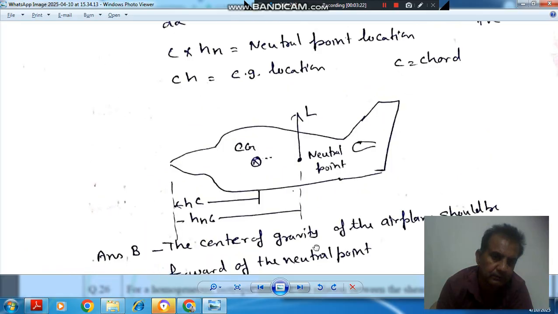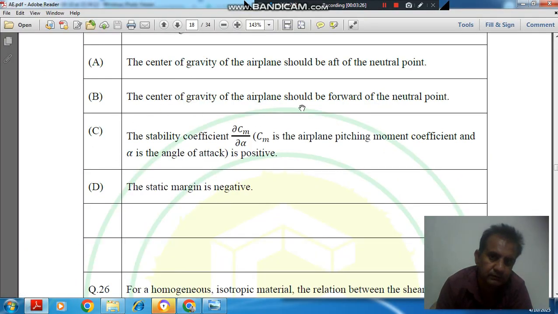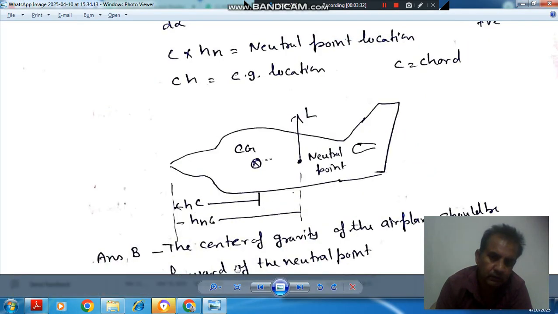So the answer is option B. The center of gravity should be forward of the neutral point, not aft of it. Aft of the neutral point means after the neutral point, so it should be before the neutral point, or near the front of the aircraft. So the answer is option B, and the neutral point location should be far from the front of the aircraft. So the answer is option B.